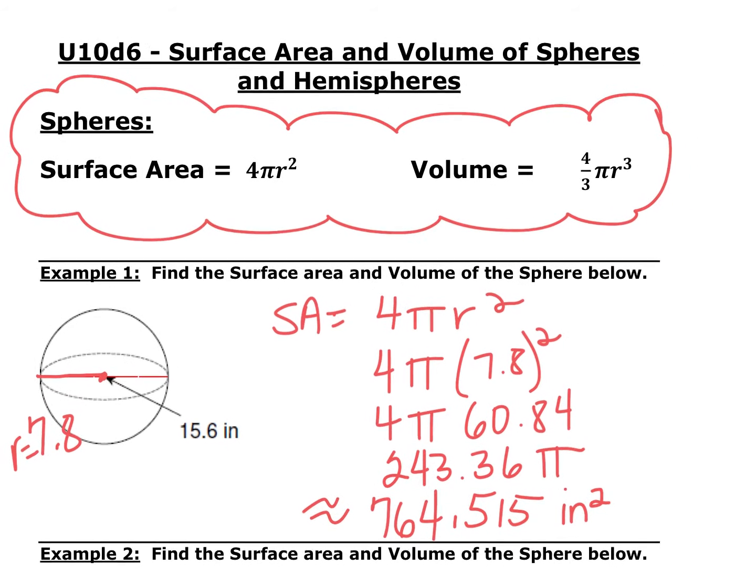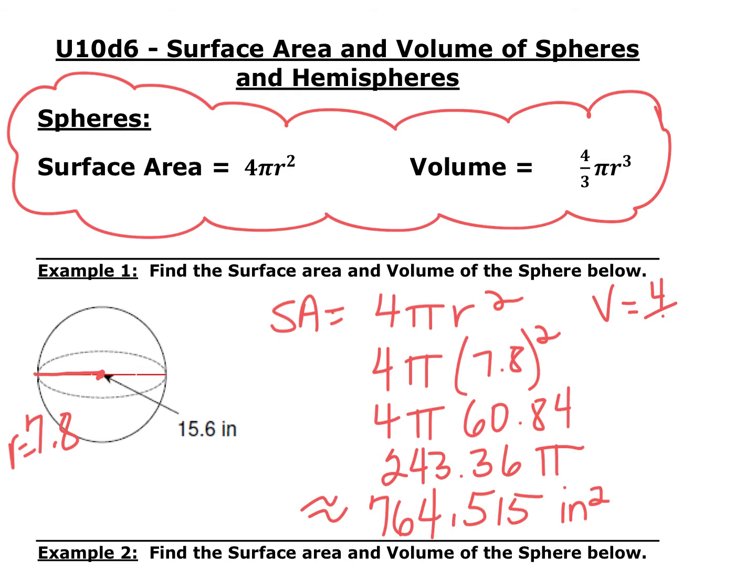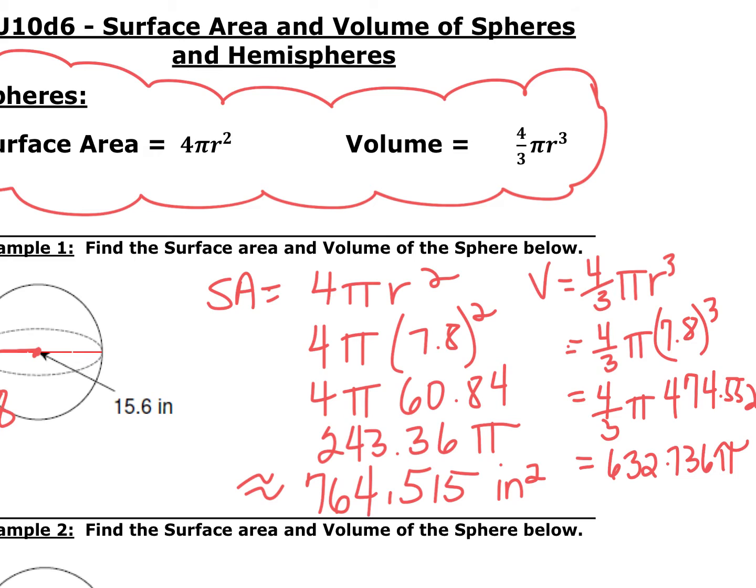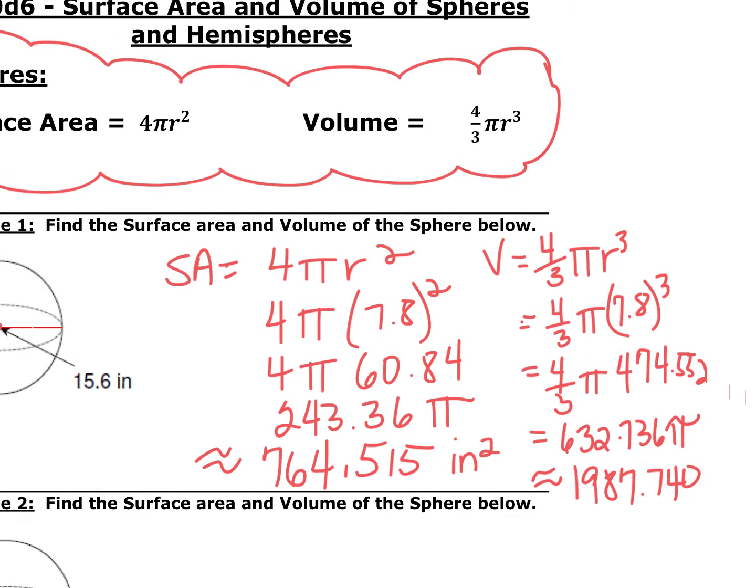Now let's do the volume. Our volume is 4/3 pi r cubed. So we're going to take the 4/3 pi, and we're going to take our 7.8 and cube it, and that's 4/3 pi times 474.552. We're going to multiply that by 4 and divide by 3, and that's 632.736 pi. And when we multiply that by pi, we get the volume is 1987.740 inches cubed.